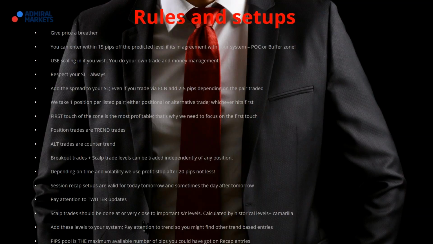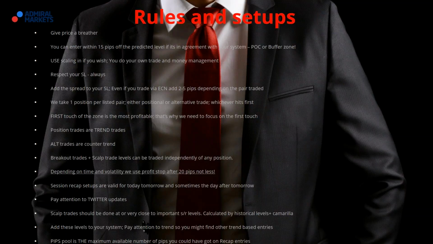And of course, depending on time and volatility, we use profit stop after 20 pips, but not less. Session recap setups are valid for today, tomorrow, and sometimes the day after tomorrow. But have in mind that we have a Wednesday live trading session, so these setups that I present to you today are valid until early Wednesday morning. Of course, if they actually are hit. If our buffer zone, POC zone, is not hit, we simply don't trade.